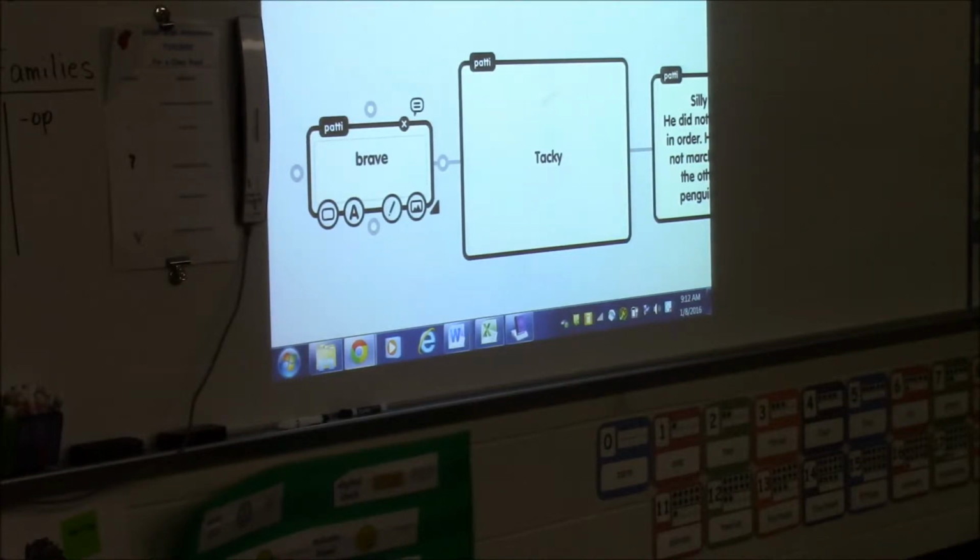Can you type some of that evidence you said? You can shorten it. He did not run away, right? He did not run away from the hunters. That means he was brave. His friends ran away because they were scared. But Tacky was brave. He did not run away.